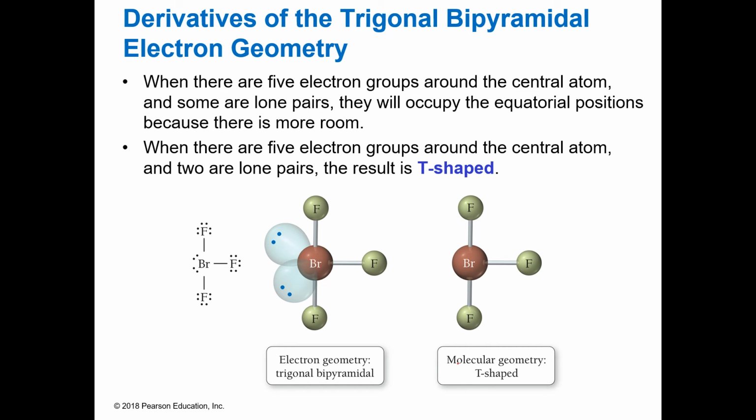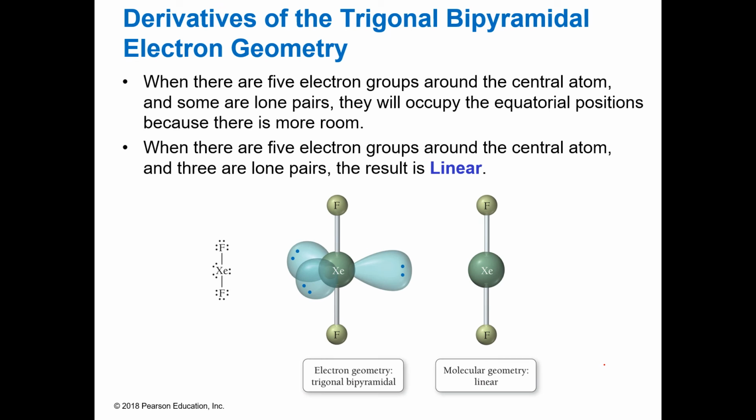Here's another way. If I have 2 lone pairs, the electron domain geometry is still going to be trigonal bipyramidal because I have 1, 2, 3, 4, 5 groups. But I have 2 lone pairs, so it's going to change my bond angles, and its molecular geometry will be T-shaped.